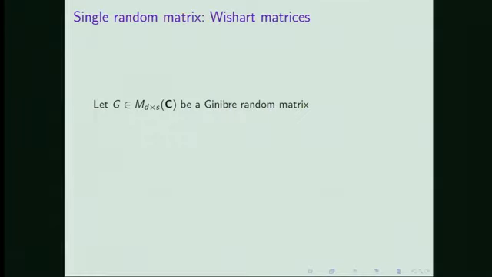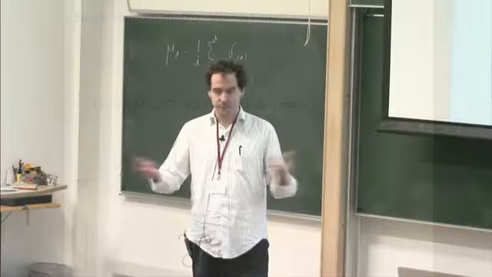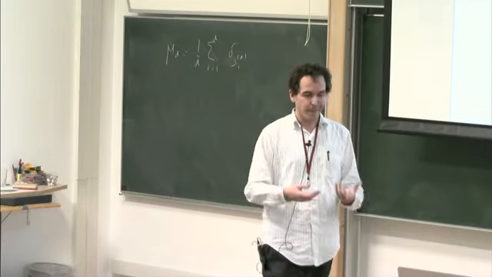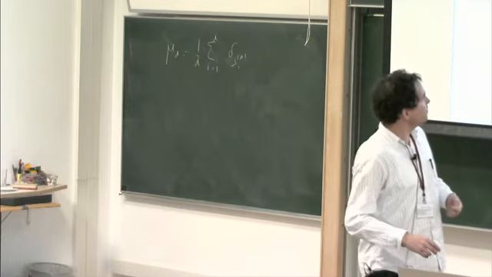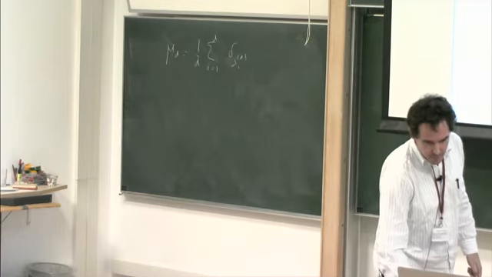What I call the single matrix case is where I have a model for a random matrix, which is going to be the Wishart matrices, which I'm going to define. I'm going to tell some applications, and after this I will say what happens if I take two copies of it, or many independent copies, and start to play with them together, like multiplying them or things like that.